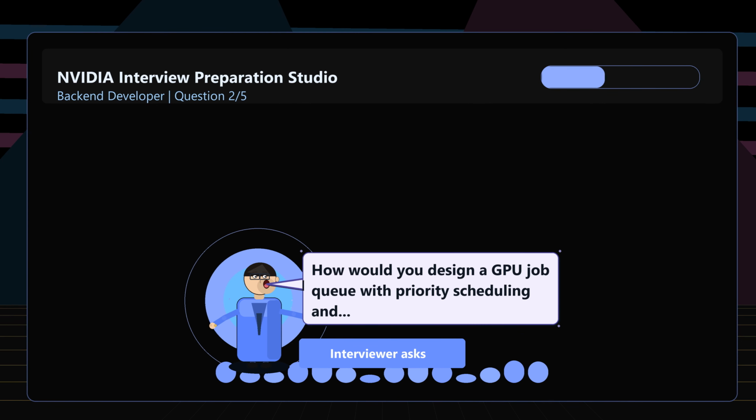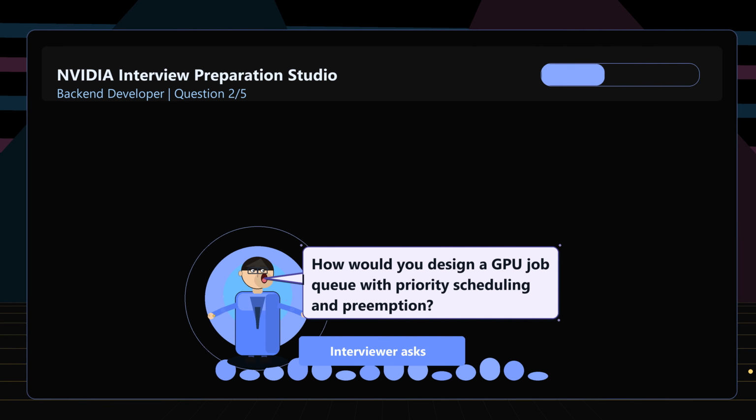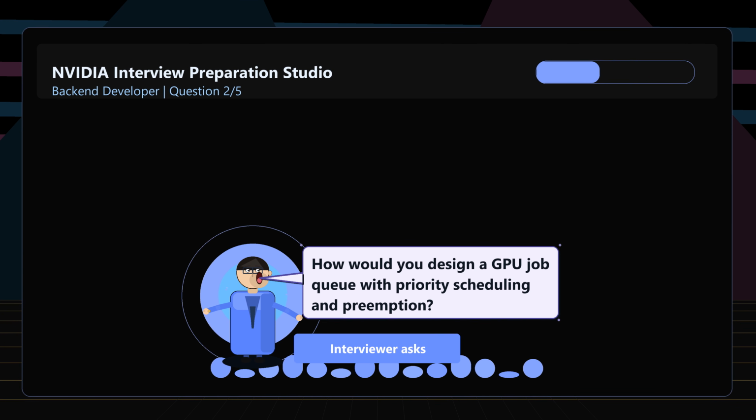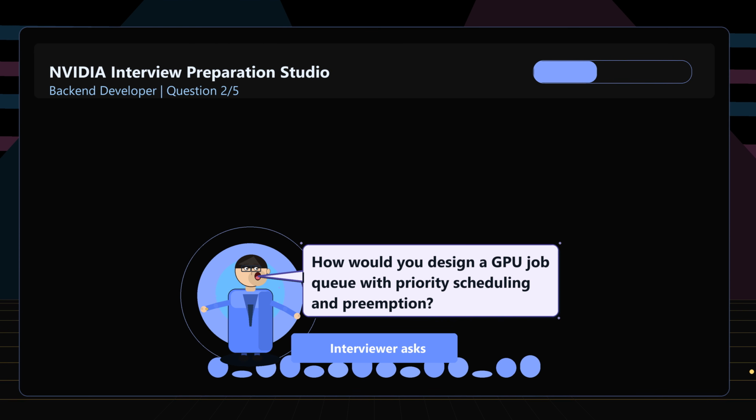Can you explain how you would design a job queue for GPU workloads that supports both priority scheduling and preemption? Please include key design considerations.